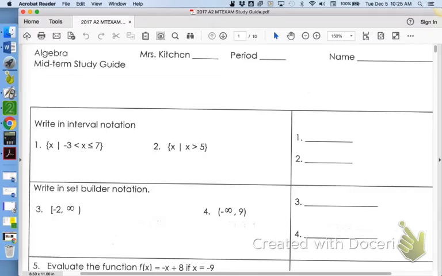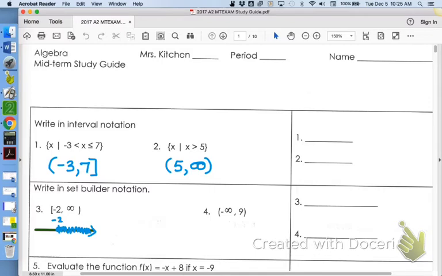It says to write it in interval notation. First of all, that's when you use brackets or parentheses. Since we have no equal sign here, that means we have a parenthesis here. And since we do have an equal sign here, we have a bracket here. For number 2, we're going to write it with a parenthesis because there is no equal sign. And infinity always gets a parenthesis. So that is why we have a parenthesis around the left-hand side.